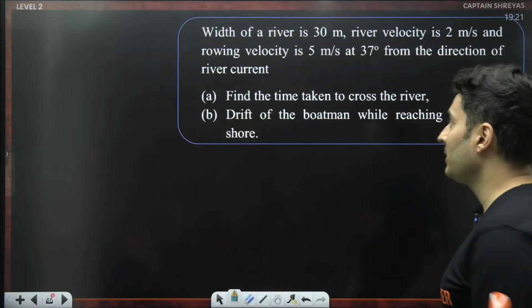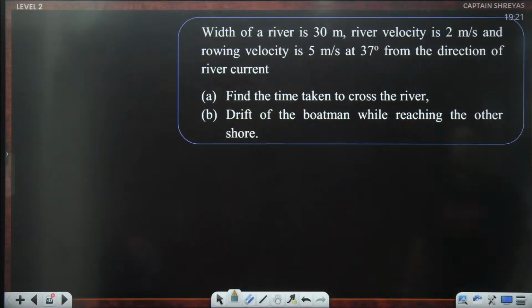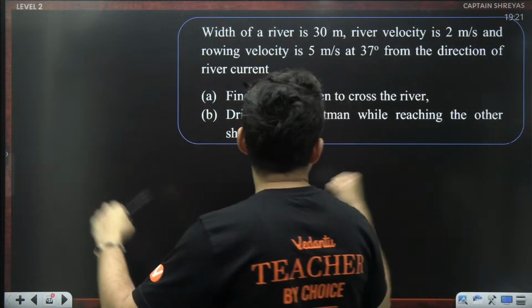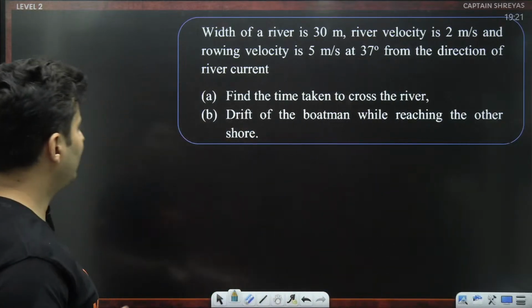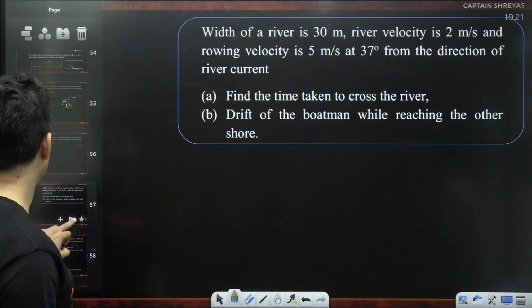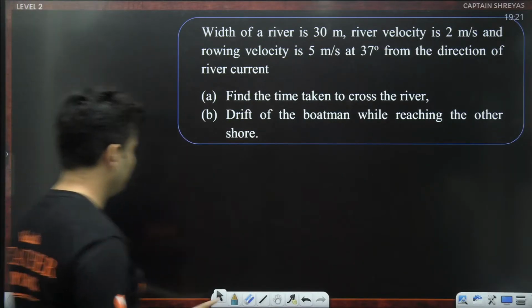Okay, don't worry. Width of a river is given. Speed of the river is given. Rowing velocity is also given. Angle is also given. Find the time, drift, etc. Yeah, boatman, everything. Okay, so let's try to find it.